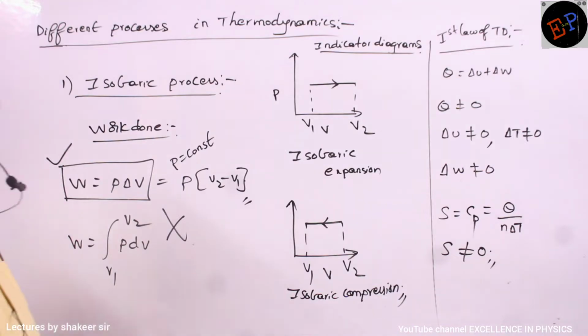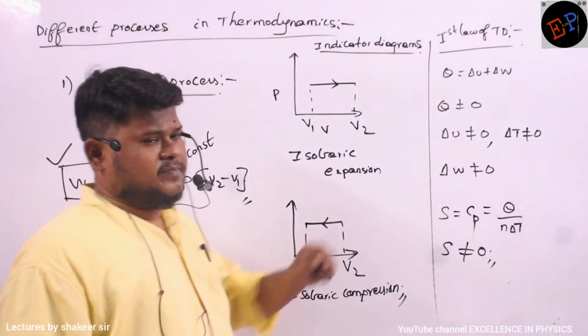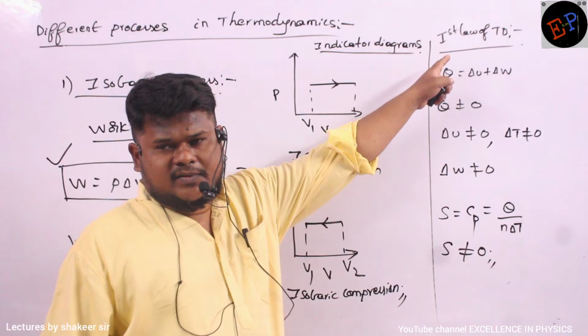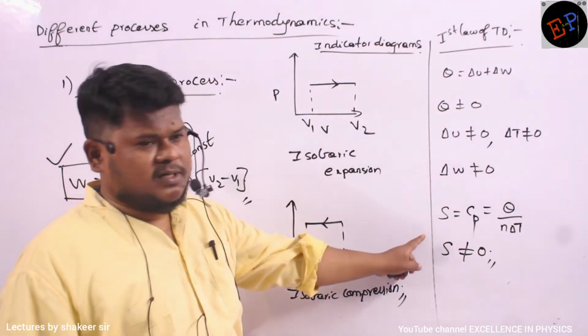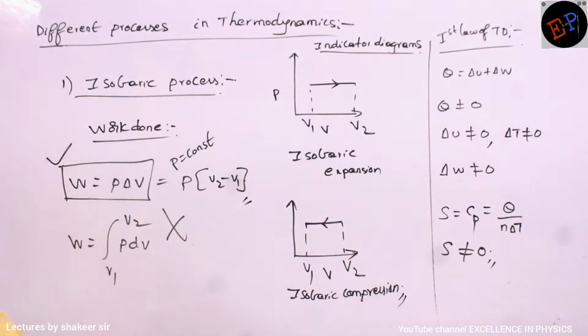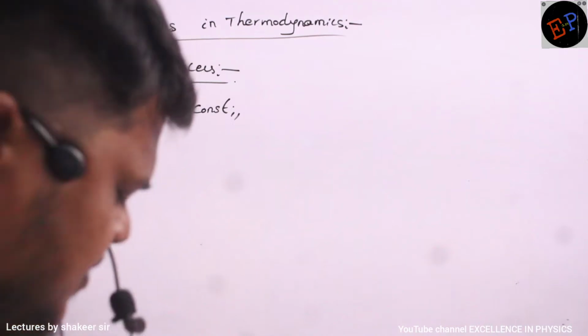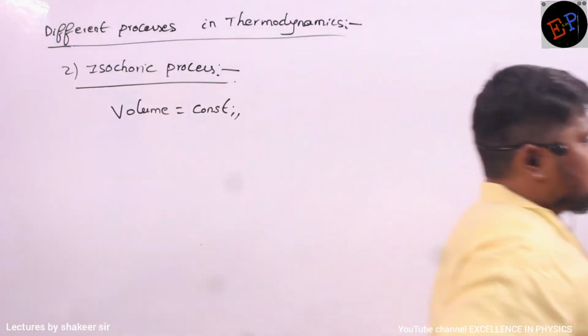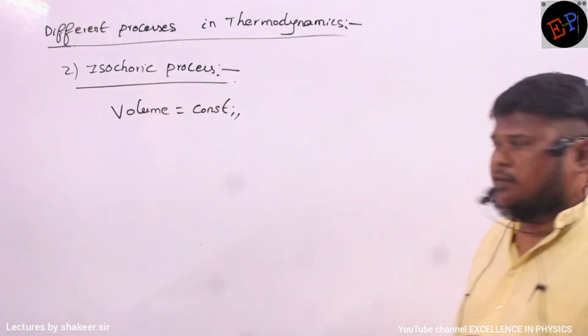So what we have studied, first of all, we have drawn graphs. We have analyzed the first law of thermodynamics. We have analyzed how specific heat will be and what is the equation for work done. In every process, we will do all these calculations. So the next process which we are studying is the isochoric process.